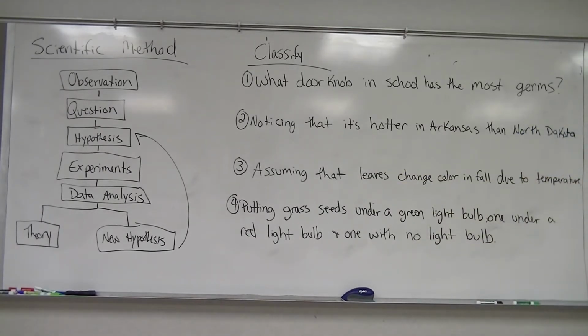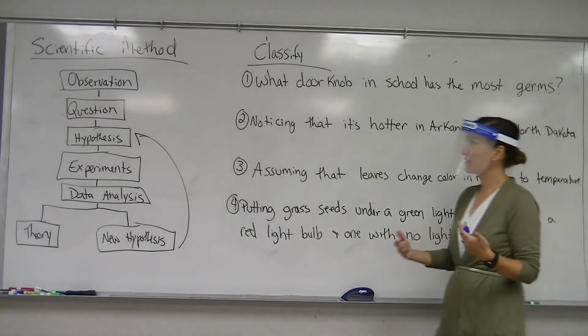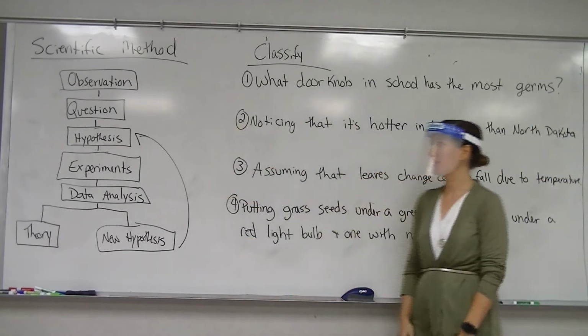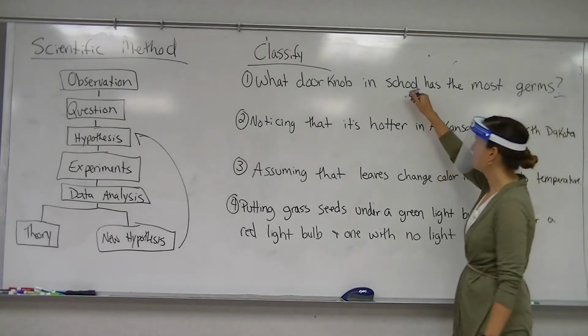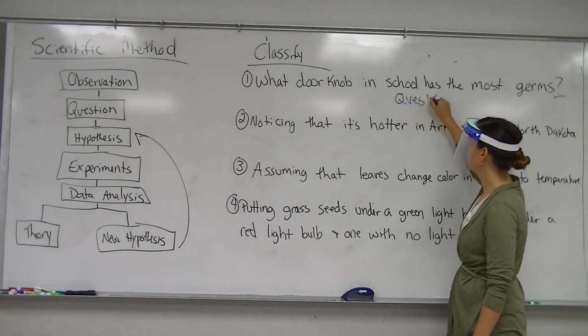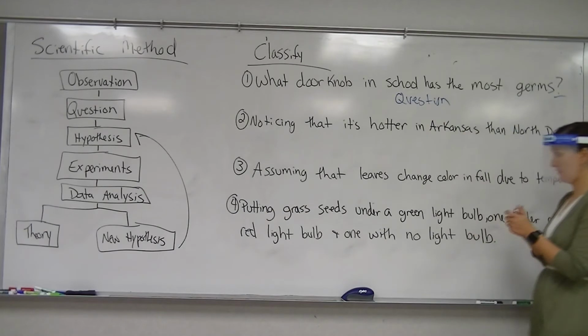So the first one, what doorknob in school has the most germs? That's appropriate for right now, right? So if I were to say, what doorknob in school has the most germs, what part am I applying? A question. Question. I mean, the question mark tells you, right? So when you're trying to classify, you're looking for clues to help you figure out what step. In this one, it's a question mark, so this is going to be question, the question part of the scientific method.